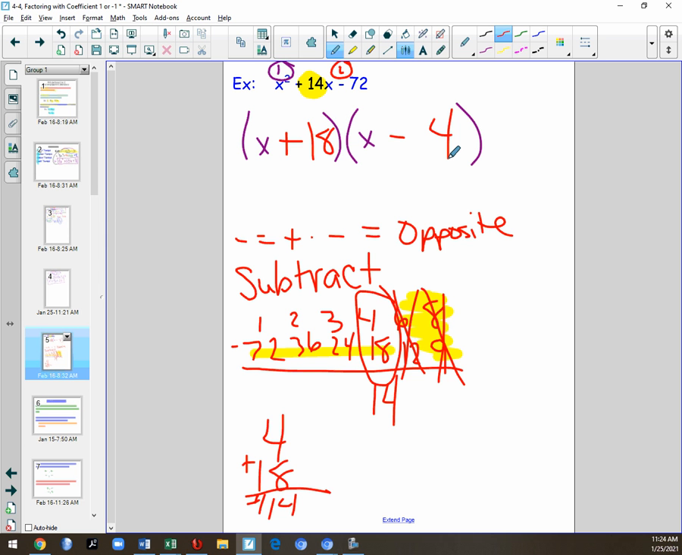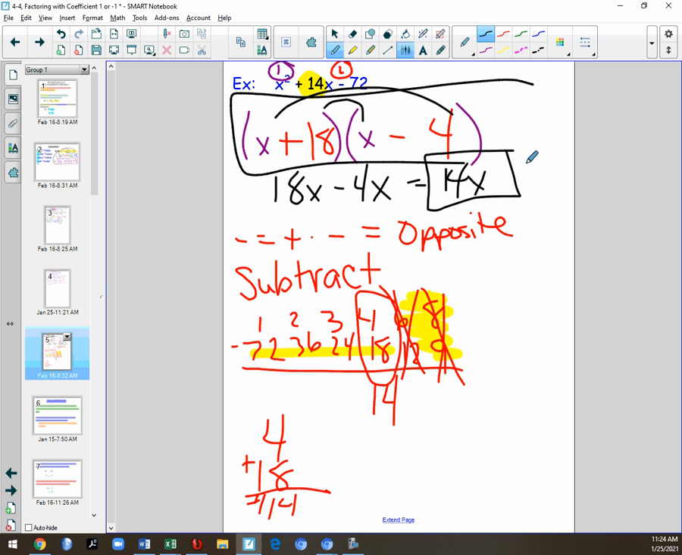Okay? So if I check my inner, I get 18x. If I check my outer, I get minus 4x to give me a 14x, which means I know that I've factored this thing appropriately. Okay?